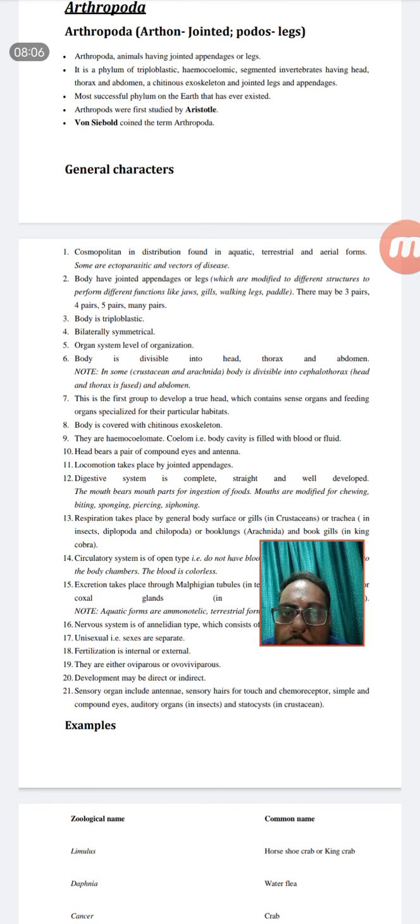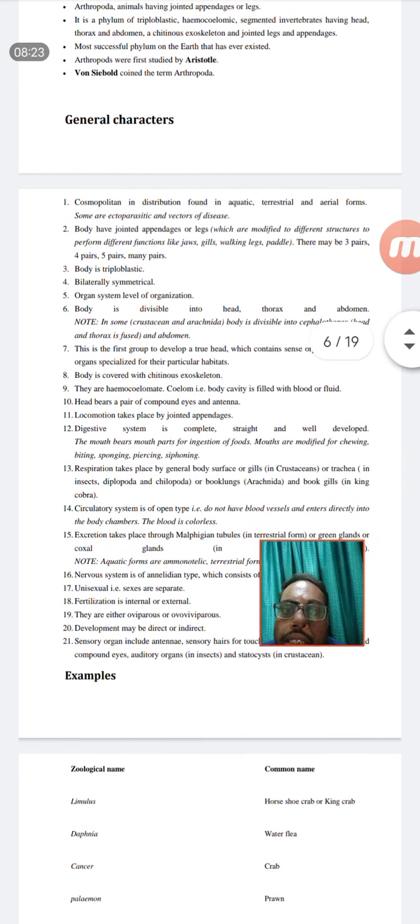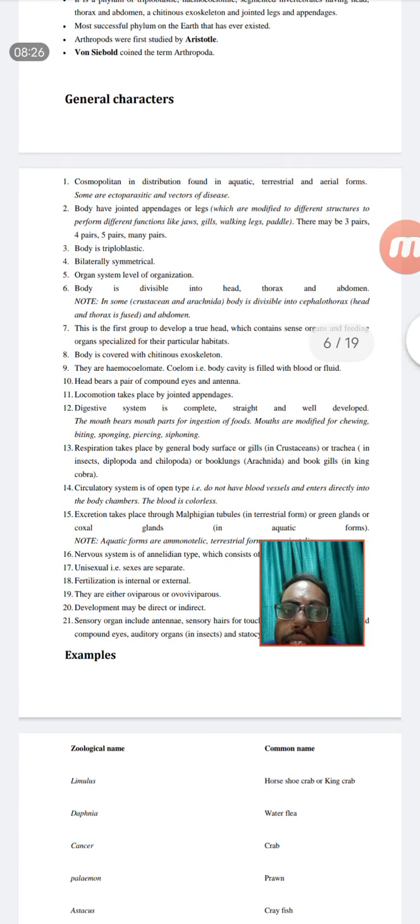Locomotion is by the jointed legs. Digestive system is complete, straight, and well developed. That means they have a proper mouth, digestive system, and proper excretory organs are also present. And for respiration, they can respire through gills, and some of them respire through the skin. For example, cockroach. Circulatory system is open circulatory system. They don't have a circulatory system like us, that is heart, arteries, veins. Those are not there.